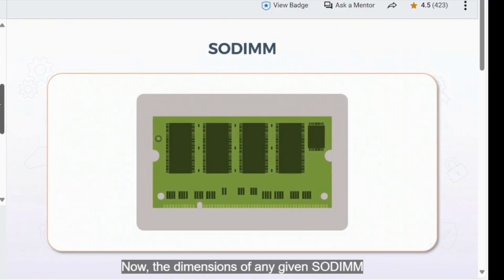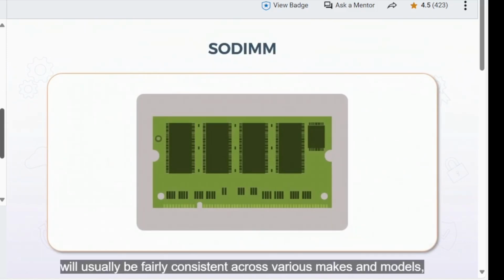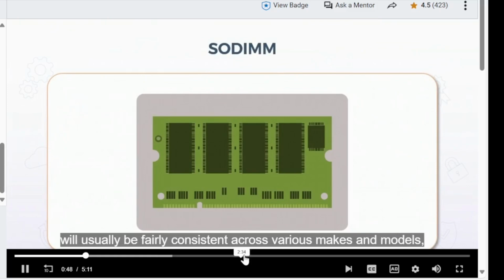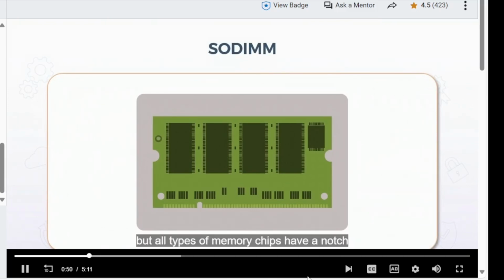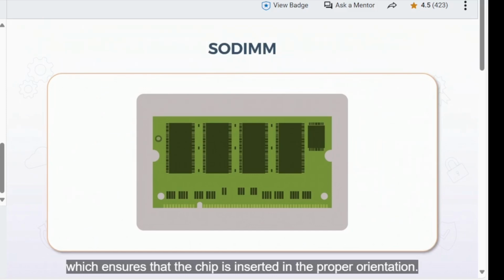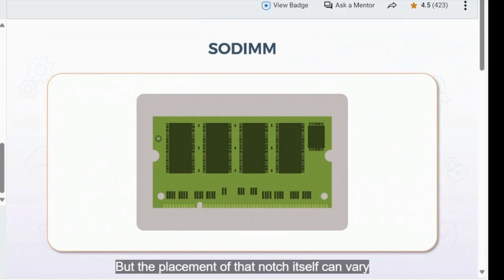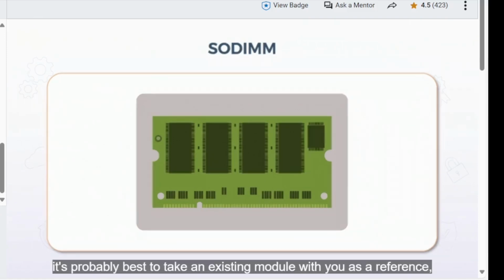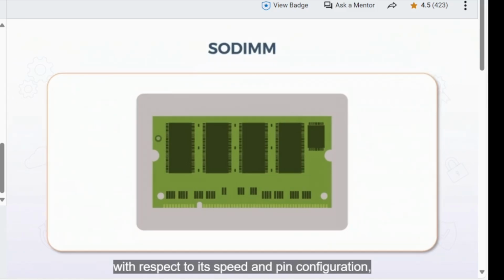Now, the dimensions of any given SODIMM will usually be fairly consistent across various makes and models, but all types of memory chips have a notch along the bottom where the pins are, which ensures that the chip is inserted in the proper orientation. But the placement of that notch itself can vary depending on the model. So if you're considering an upgrade or a replacement, it's probably best to take an existing module with you as a reference, particularly with respect to ensuring that you get a compatible module with respect to its speed and pin configuration, which we'll cover in greater detail in just a moment.